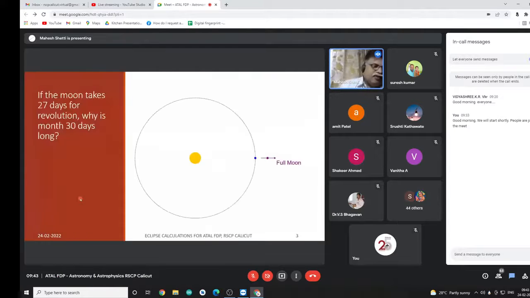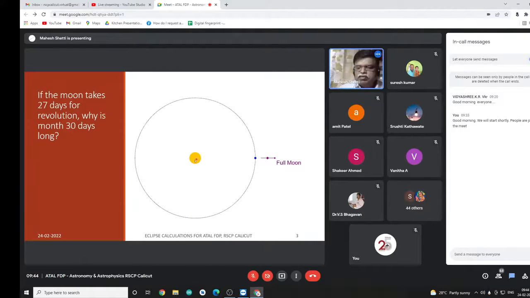So first thing is we talk about the moon. We know it takes 27 days for a revolution, while the month is 30 days long. And we all have the basic idea about astronomy, but some of the things will be a small quick revision. I hope that should be helpful to people.